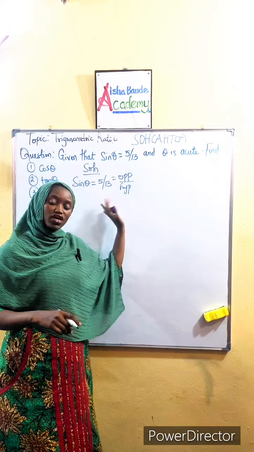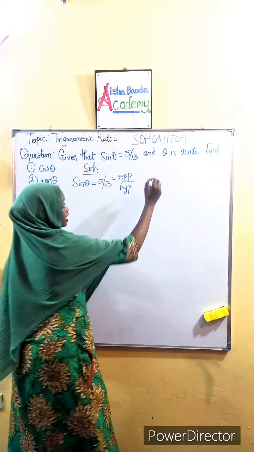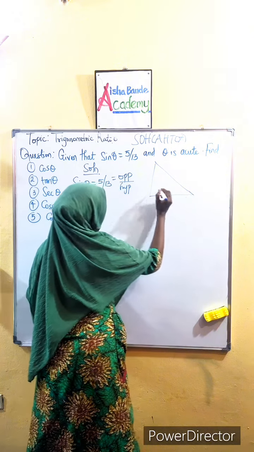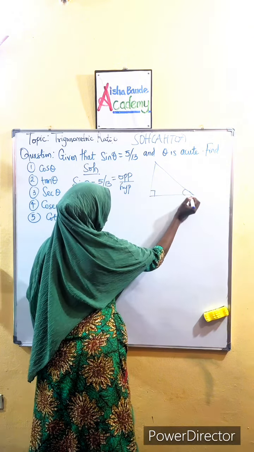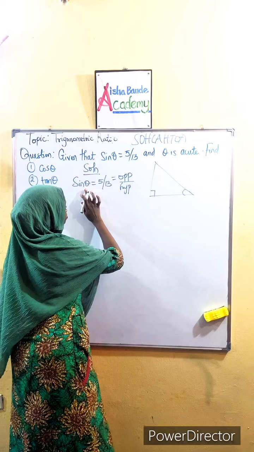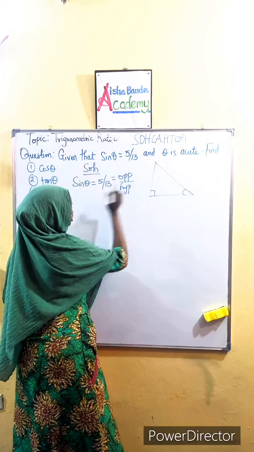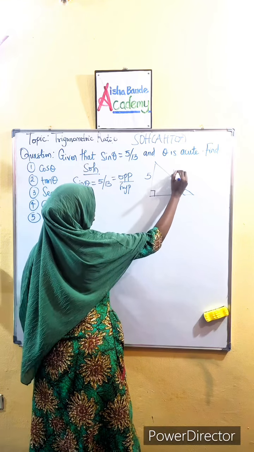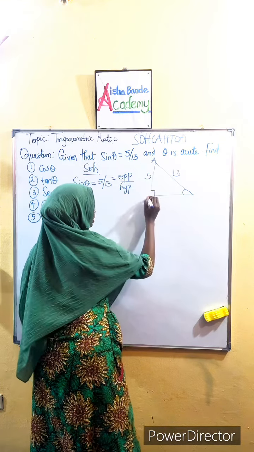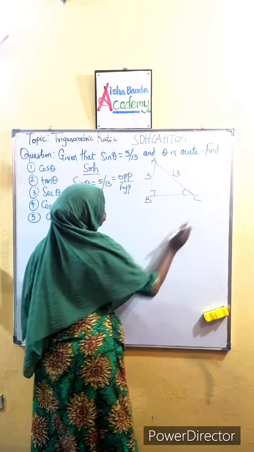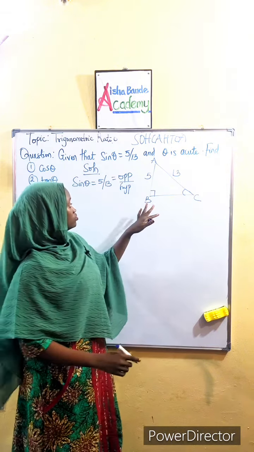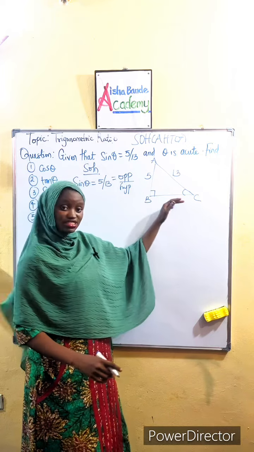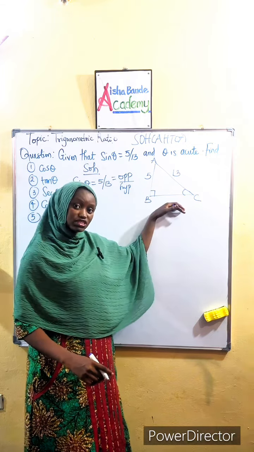This question requires us to sketch a diagram of a right angle triangle. So let's make a simple sketch here. This is a right angle triangle. We have the opposite side, which is 5, and the hypotenuse, which is 13. Let's label this A, B, C. The side BC is the side we do not have, which is the adjacent side, so we have to look for it.